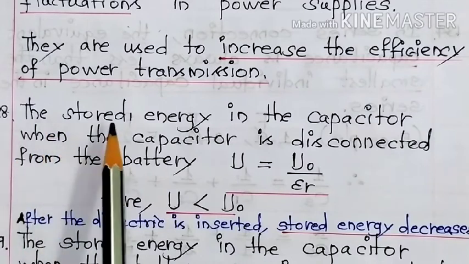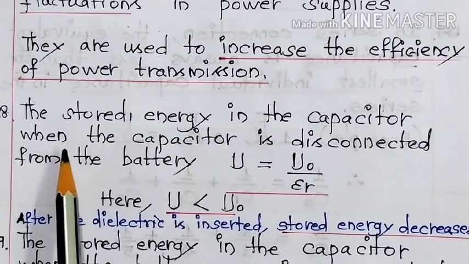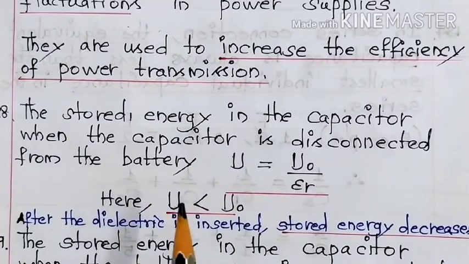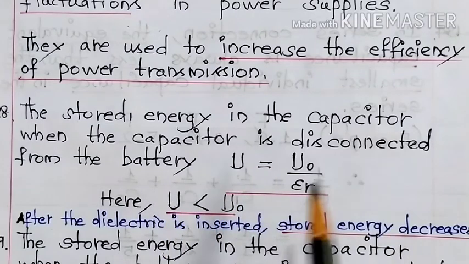Next one, the stored energy in the capacitor when the capacitor is disconnected from the battery. U is equal to U naught by epsilon r. Here, this U is less than U naught. It means the stored energy becomes less than the stored energy which was there earlier. After the dielectric is inserted, stored energy decreases.